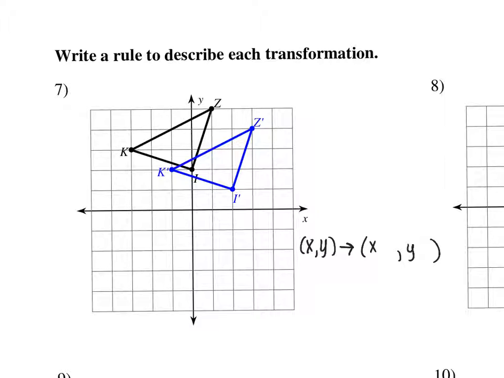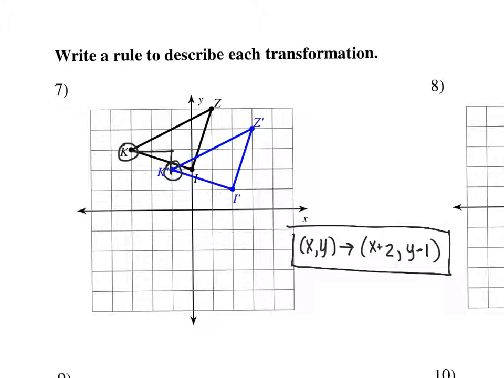To get on my X coordinate, K is at 3 on my original, and it goes 1, 2 to the right to get to this point here. So since I'm moving to the right on my image, I add 2. And now to get from here to here, K goes down 1. When you go down, subtract 1. And that's your rule. That's it.